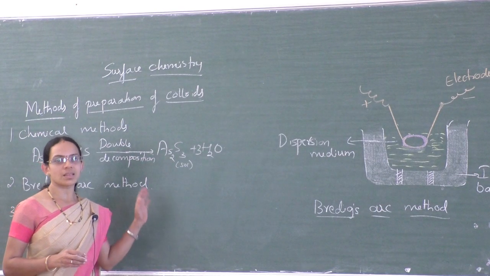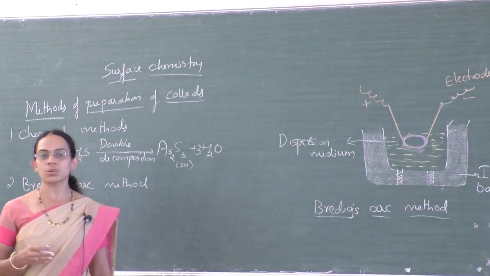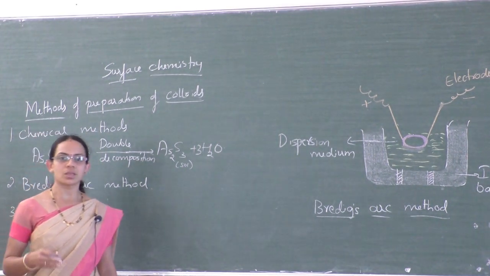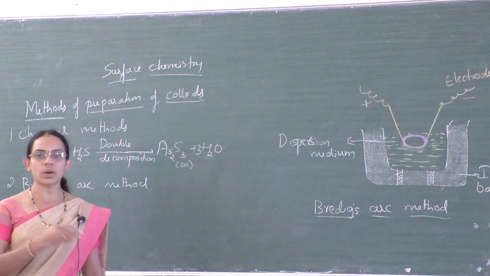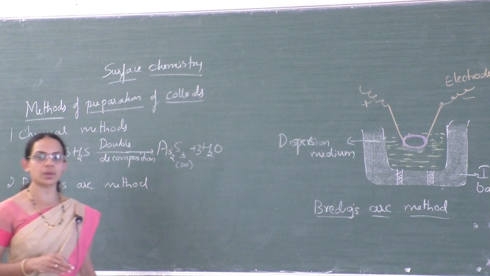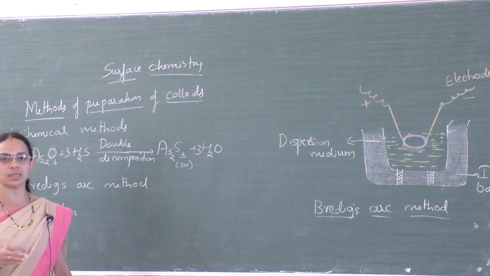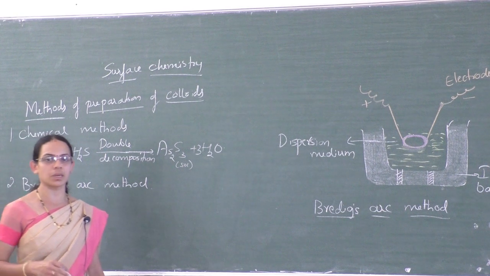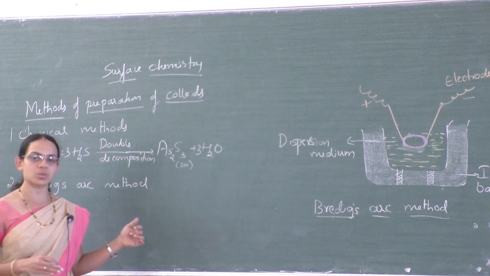Dear students, in the last class we studied about colloids. What are colloids and what are the different types of colloids? So colloids are the heterogeneous system where one substance called dispersed phase is dispersed as very fine particles in another substance called dispersion medium. And based on the different criteria, there are different types of colloids.